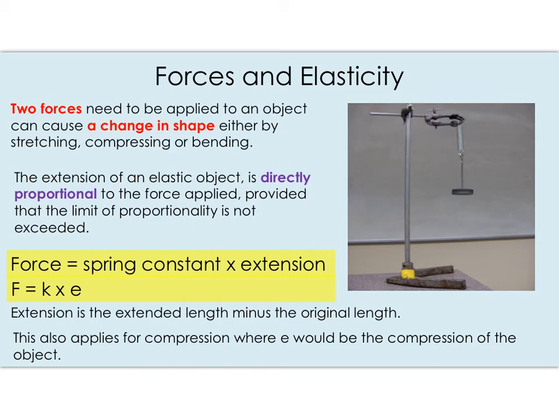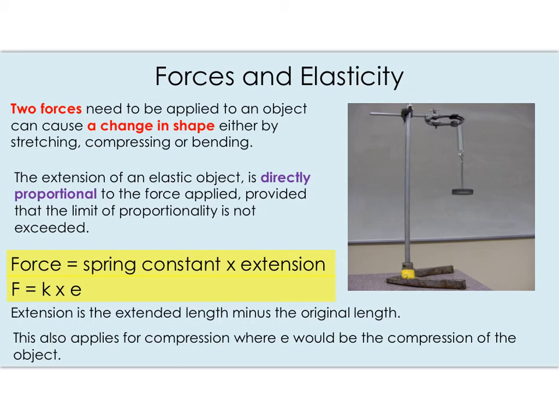The extension of an elastic object is directly proportional to the force applied, provided the limit of proportionality is not exceeded. What we mean by that is that you don't go beyond and stretch the elastic object too far, because then it will become deformed. Remember that directly proportional means that if you increase one thing by a factor of 2, for example, the other would increase by a factor of 2. So if we doubled the force in this case, extension would also double. And the constant of proportionality between the two things here is called the spring constant.